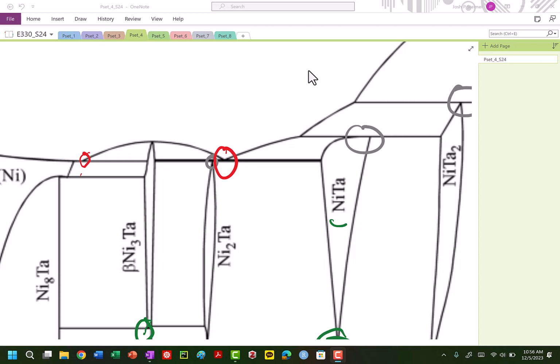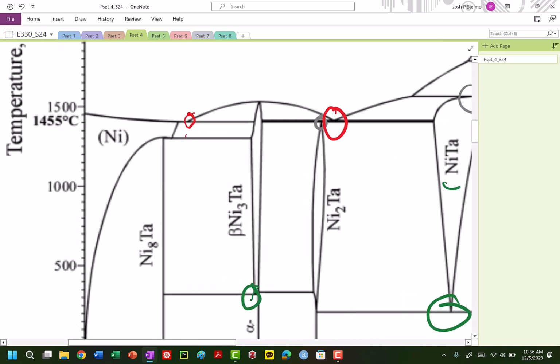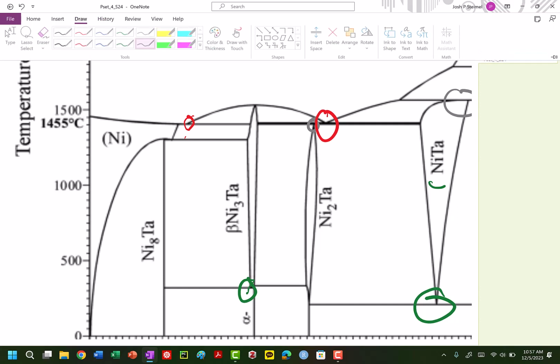There we go. And actually, if we zoom in, there's probably a little region here where this is probably a two-phase region. But this is also going from nickel. So this would actually be, what was our symbol for? Actually, eutectic here. I'll switch to green.